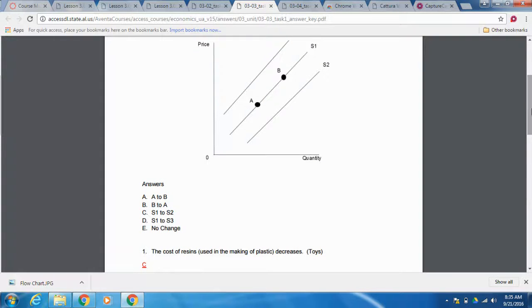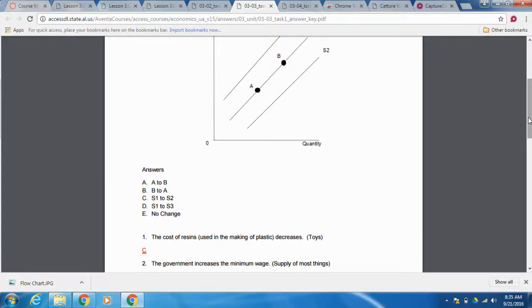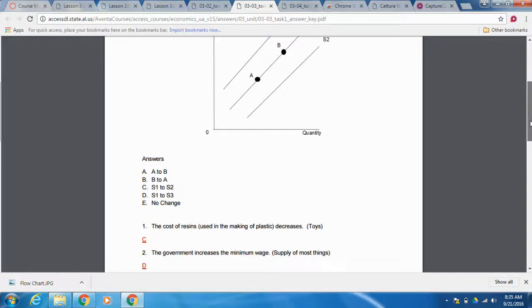Okay, I'll just show you this one. The cost of resins used in making of plastic decreases. So what's going to happen to toys? It's going to be C, the supply increases because toys are now cheaper to make, so they can make more of them. The government increases the minimum wage, supply of most things. Okay, that is going to be D, decreases. This is why if employers are having to pay their employees more money, that's money that could be going to production costs that is now going to pay your employees. So the supply is going to be less.